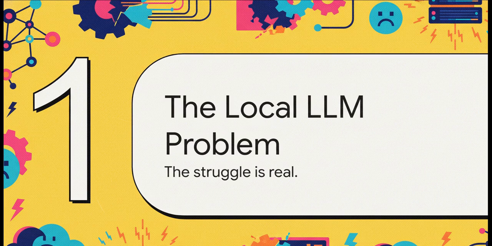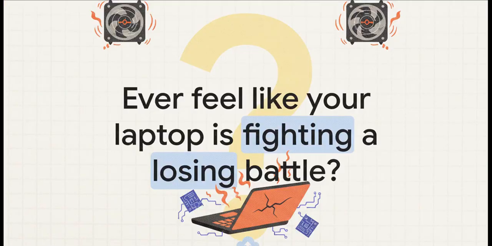Okay, so let's set the stage with a problem that I'm pretty sure a lot of you know all too well. We're talking about the local LLM problem. And yeah, the struggle is definitely real. Does this feel familiar? You try to run one of those cutting-edge AI models, and suddenly your laptop fans go into overdrive. Everything just slows to a crawl. You almost feel like it's about to lift off the desk. Yeah, you're not alone in this.